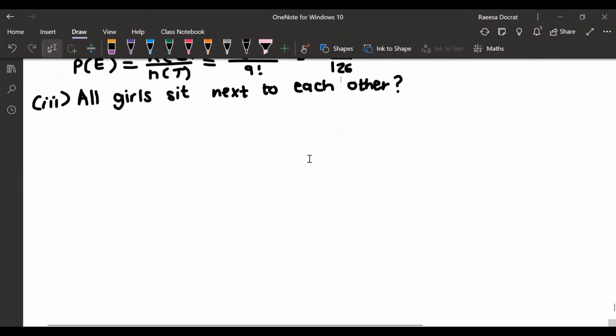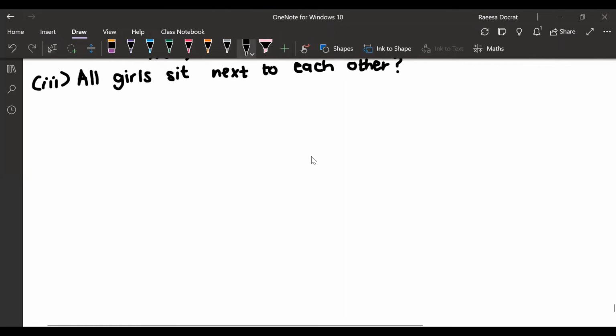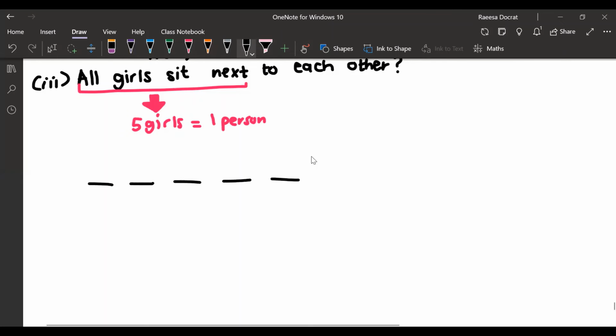Okay, so the last one is, what is the probability all the girls sit next to each other? So when we want all the girls to sit next to each other, we're going to break this up in a different way. We're going to treat all 5 girls as one person. That will ensure that they're all sitting together. So we have 5 girls and then we have 4 boys. So in total, we have 5 people to organize. So we have 1, 2, 3, 4, 5.